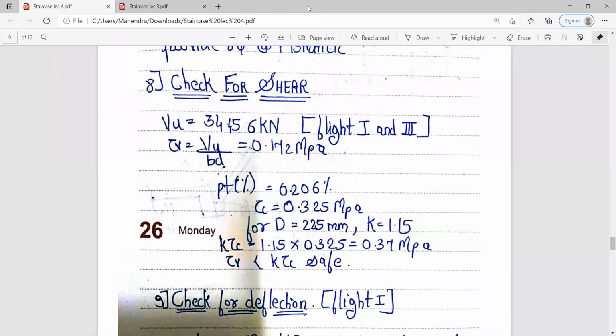So tau v is less than K into tau c. So the condition is satisfying over here. Tau v is less than K into tau c. So your design is safe for the shear.